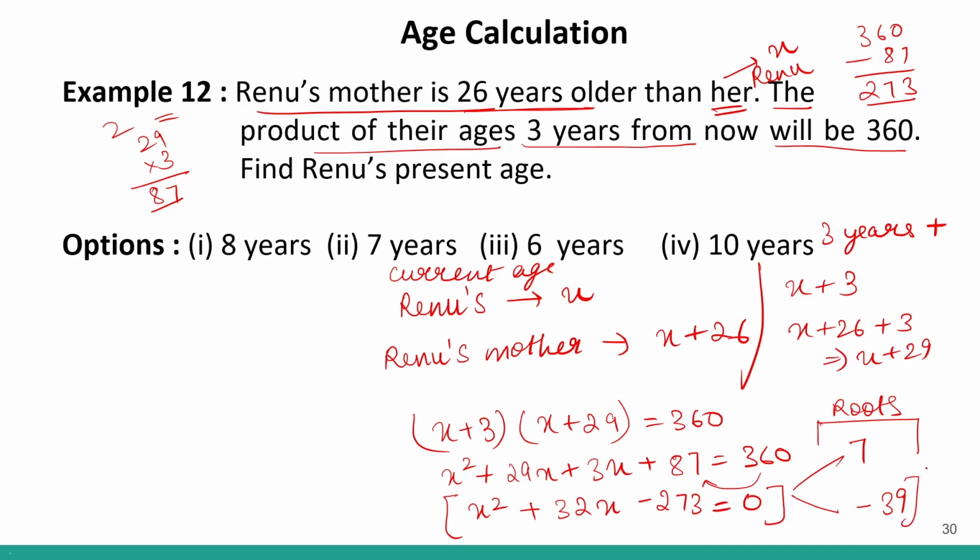Now, age can never be negative. Nobody is minus 1 years old and nobody is minus 4 years old. So, age can never be negative. So, minus 39 is eliminated. The only root which is valid is 7. So, x's value is 7. So, we have to find Renu's present age. Renu's present age or current age was represented by x, and x value is 7. So, our answer will be option number 2, 7 years old.